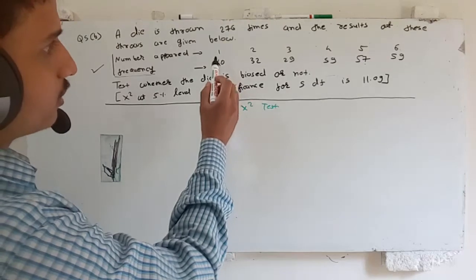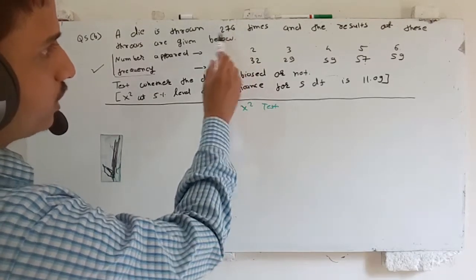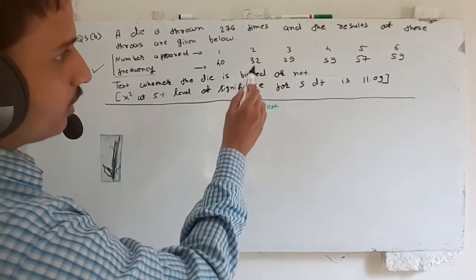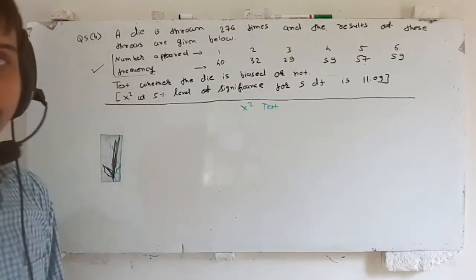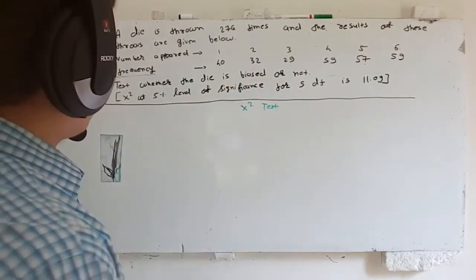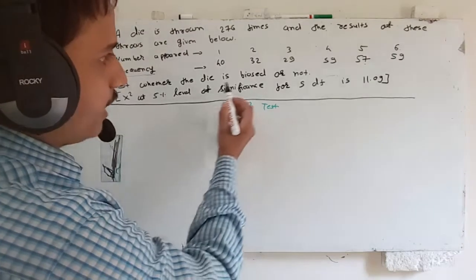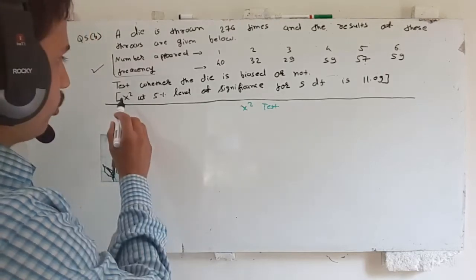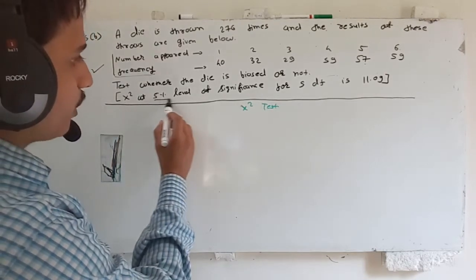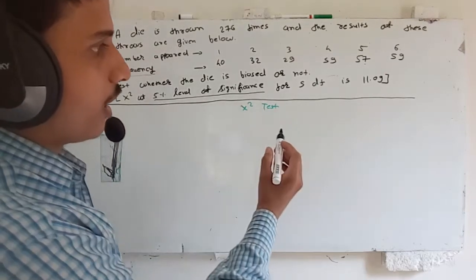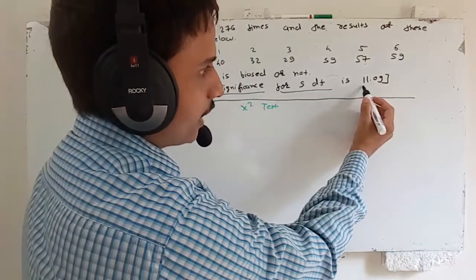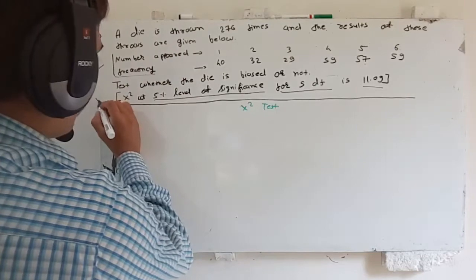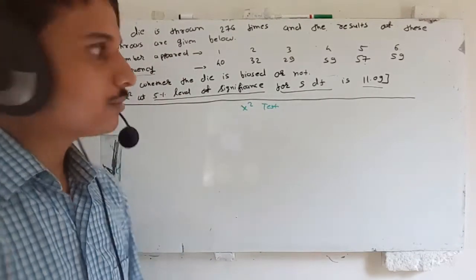a particular number appears. So when we throw a die 276 times, number 1 appears 40 times, number 2 appears 32 times, and so on and so forth. And we have to test whether the die is biased or not. We are given a particular value of chi-square at 5% level of significance, and for 5 degrees of freedom it is 11.09. We will use this value in our calculation.